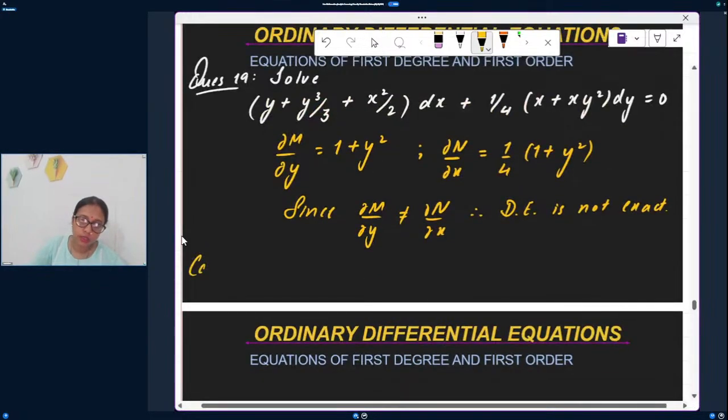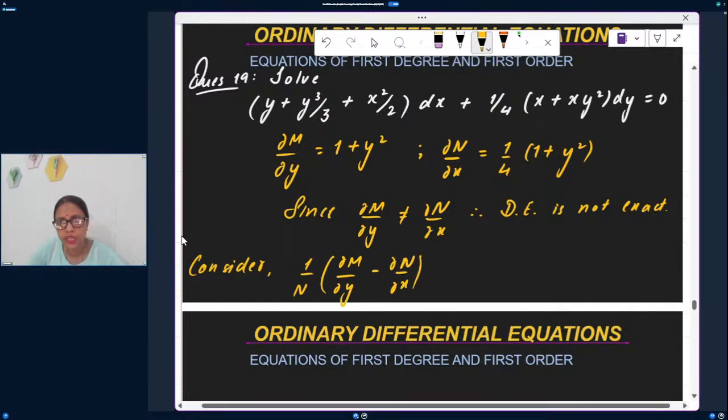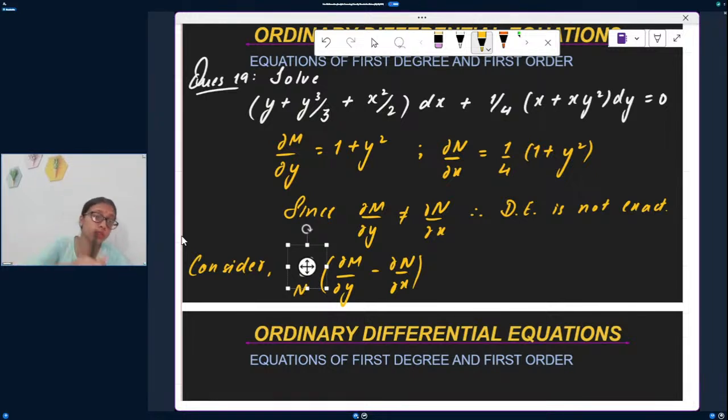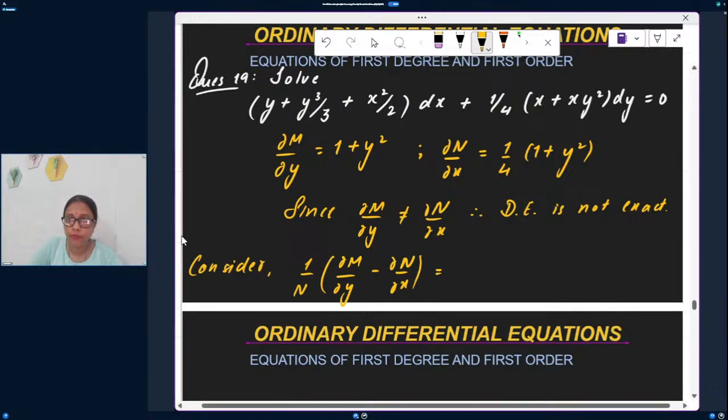Now consider 1 by N (del M by del y minus del N by del x). I have also calculated del M by del y and del N by del x in this question because I needed that in the integrating factor. That's why I showed that it is not exact. I haven't shown it in the last few questions, but you have to do that. So consider this is equal to, what is N?